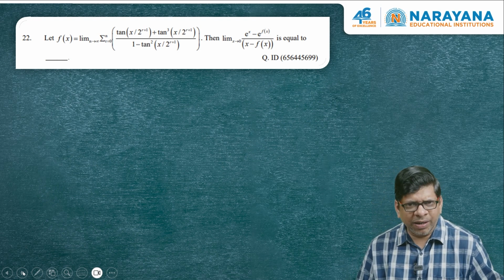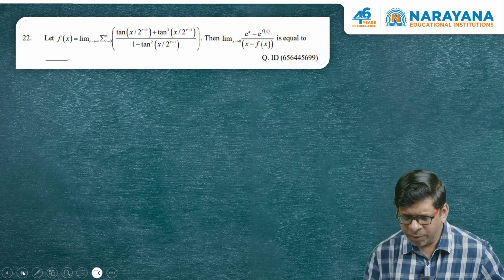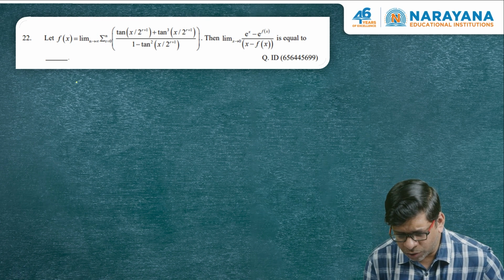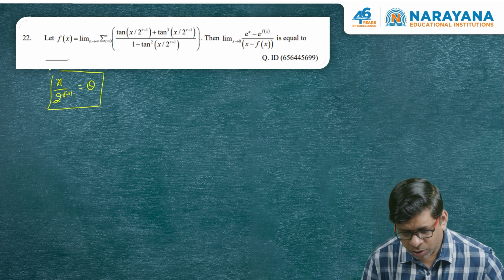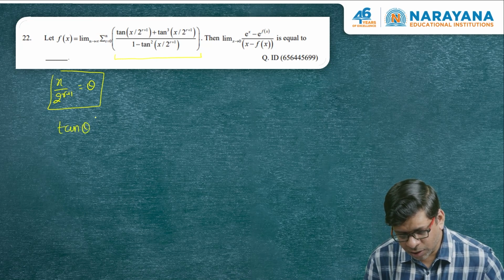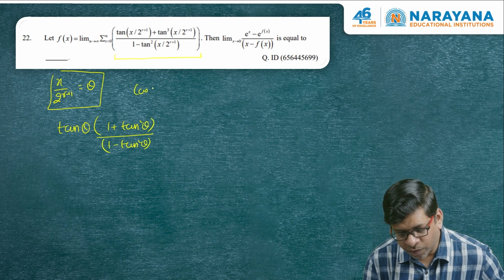Based on one of the standard results from trigonometry, basic results, suppose x by 2 power r plus 1 is theta, let us say this is theta. So what is the term given to us? This is given in terms of tan theta, we can even take it common also, 1 plus tan square theta by 1 minus tan square theta. So what is the formula for cos 2 theta? 1 minus tan square theta by 1 plus tan square theta.